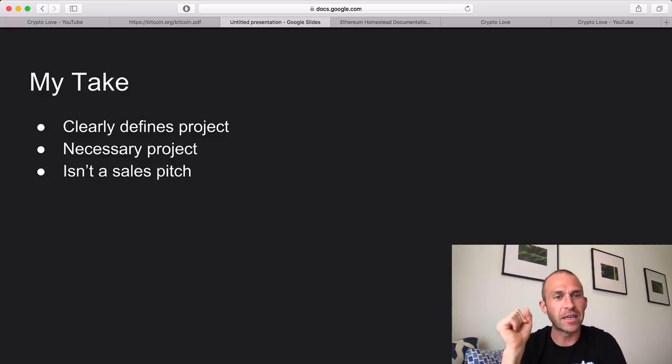So, my take. Number one, it clearly defines the project. If you're reading the white paper and you're trying to figure out what the hell these people are saying, that's not a good white paper and probably not a good project, because if they can't even write a little paper about the project, how are they going to clearly define the project and guide it if they can't even explain it?